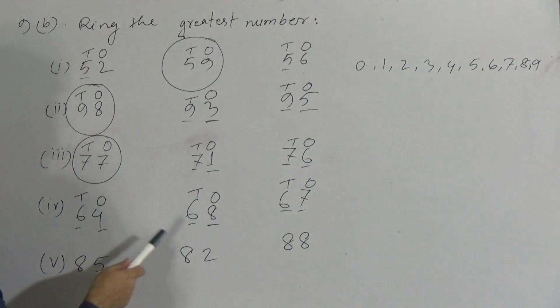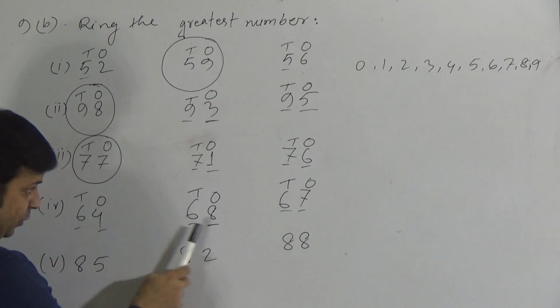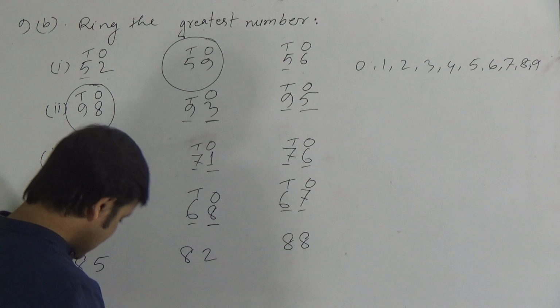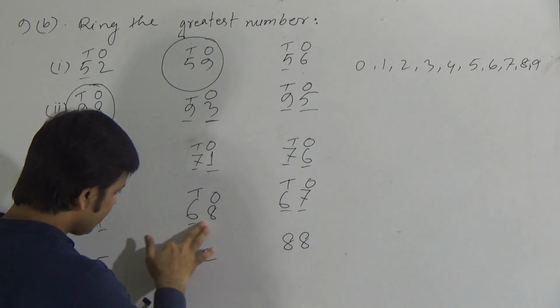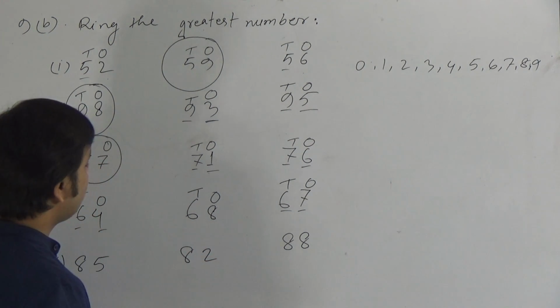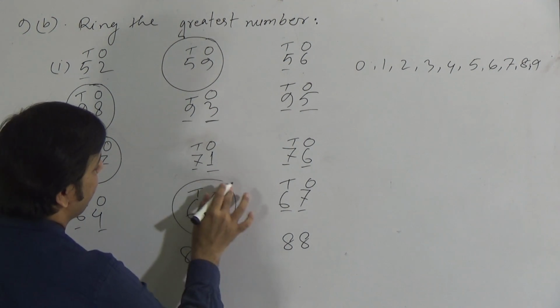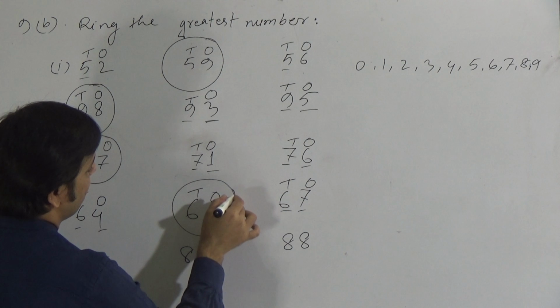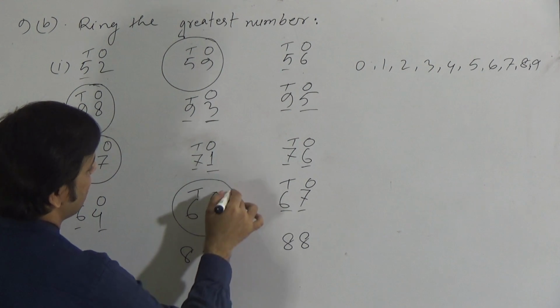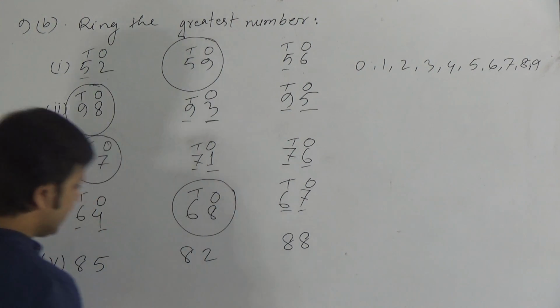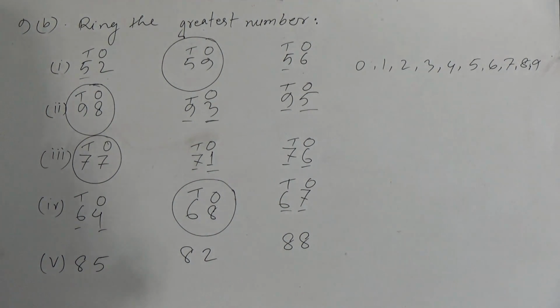Which number contains 8 in the ones place? 64, 68, 67. Here 8 is in the ones place. So the number containing 8 in the ones place is 68, and this is the greatest number. So this is our required answer for this question. Okay, dear students, I hope you have understood this one. Now go to the next question.